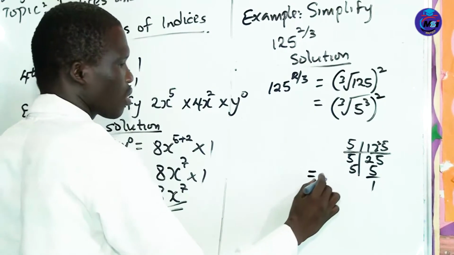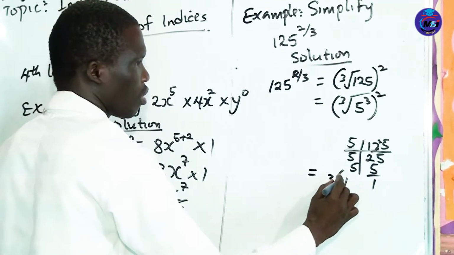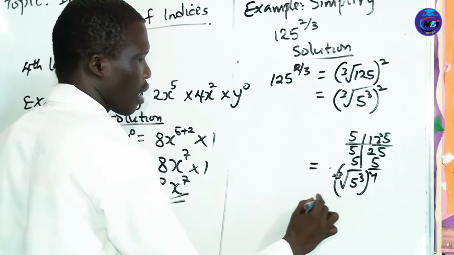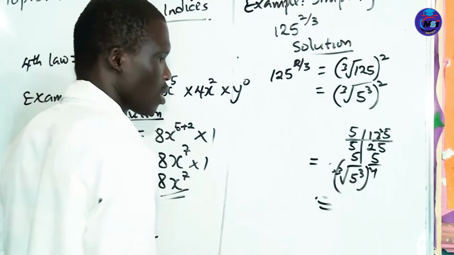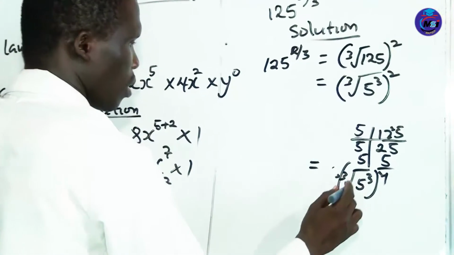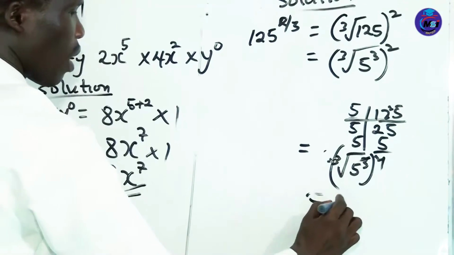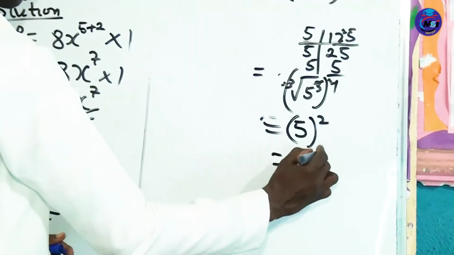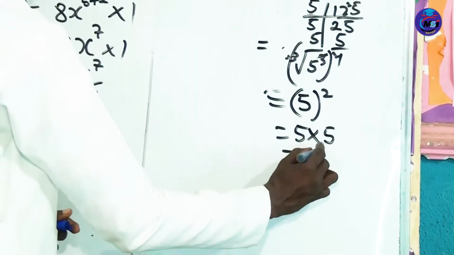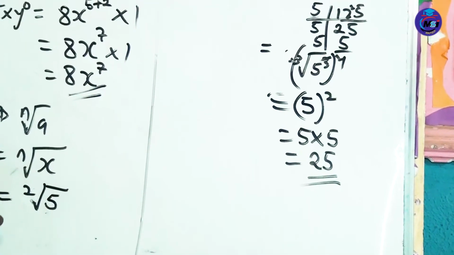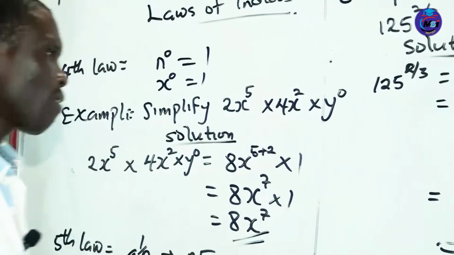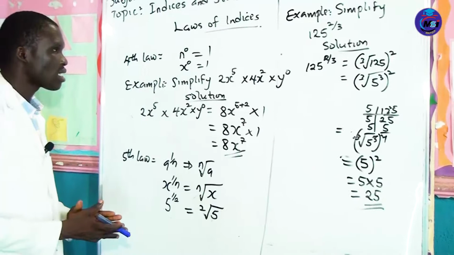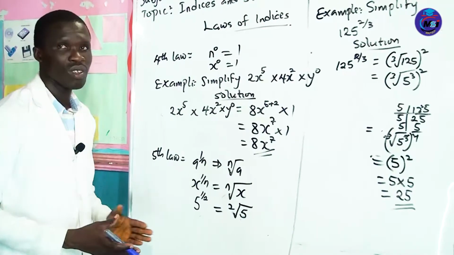Okay, this one will now give us 5 raised to power 3 squared. Okay, this will cancel this, we have 5 squared. Okay, 5 squared will give us 5 times 5, which will give us 25. Okay, now if you go through this, you understand that we applied the formula here. So all what you need to do is understand these formulas and you can solve any question.